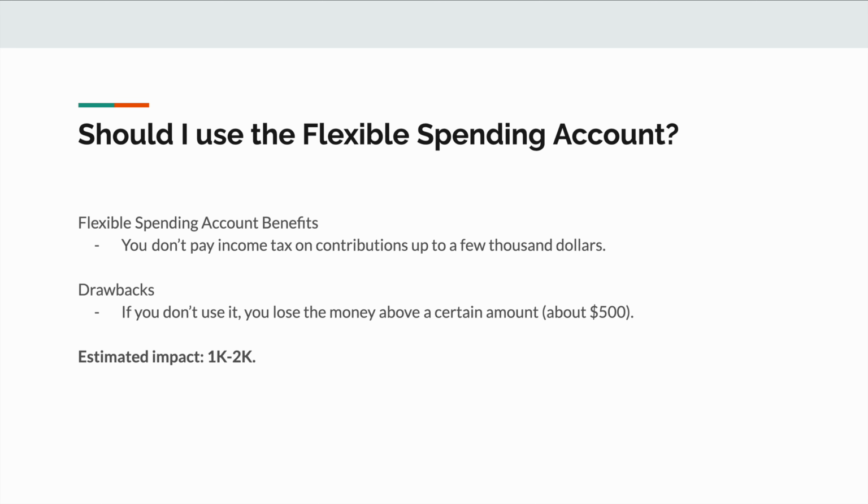Okay, some people might have this thing called a flexible spending account. This is an account used for health expenses. You don't pay income taxes on contributions. The limit is a couple $1,000s. But if you don't use it, then you're going to lose any money that's above a certain rollover limit, which is usually around $500. And so the estimated benefit for this is a couple $1,000s.